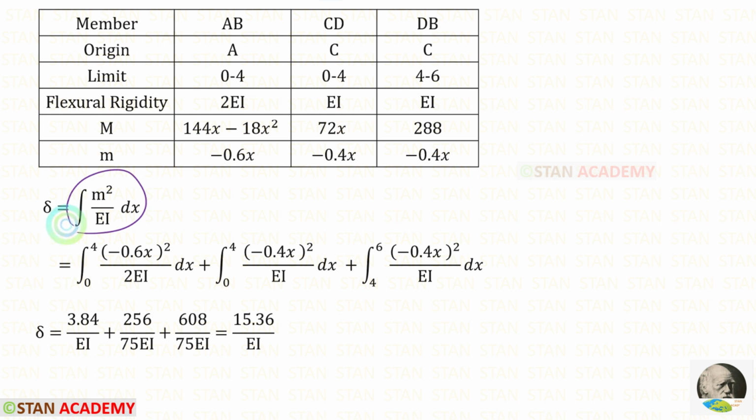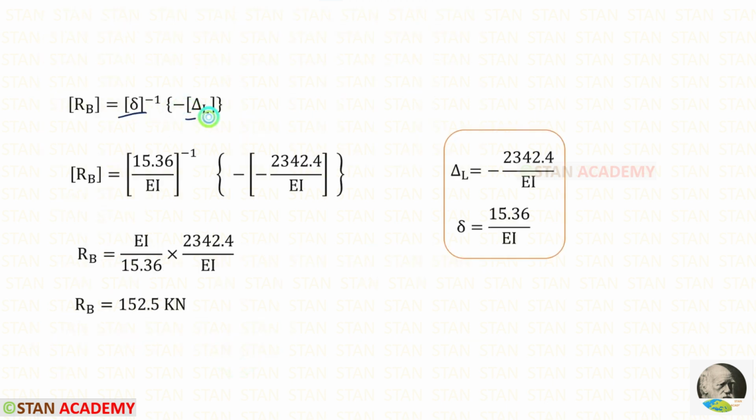Then using this formula, we can find delta. For delta, we will get this. In these two matrices, we have found both of the members. We can apply them. We can find this inverse. We have to write the member upside down. Since there is only one member inside the matrices, we can keep the members outside. No need to use the matrices. Then we can eliminate EI. So for RB, we will get 152.5 kilonewton.